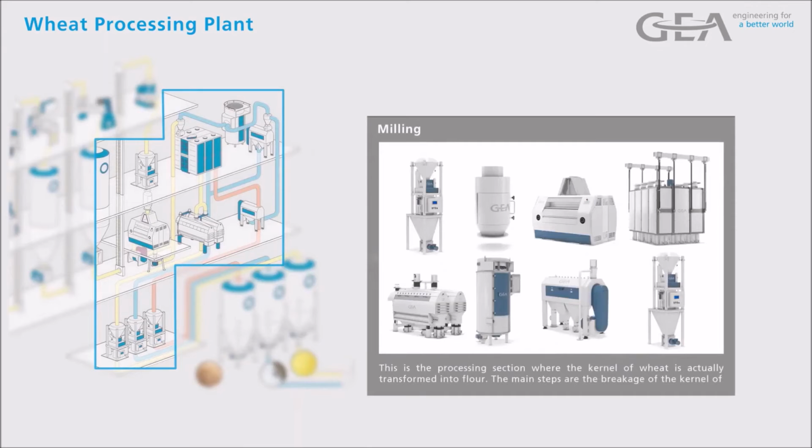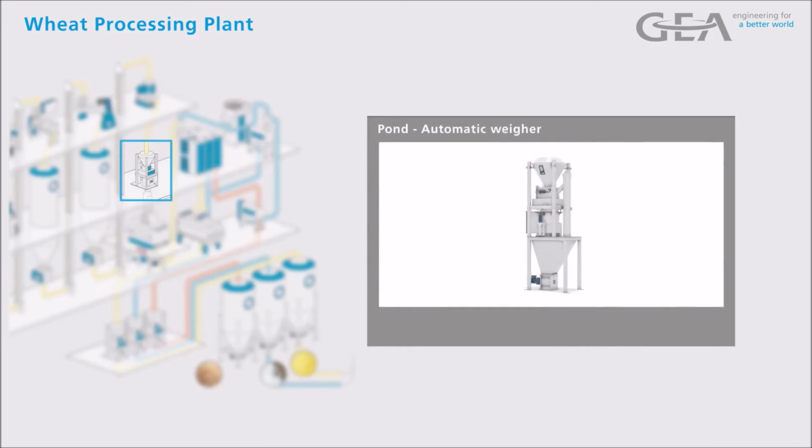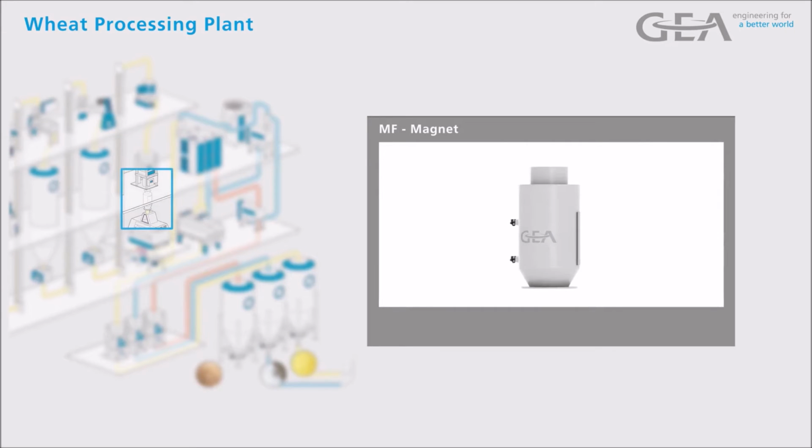Milling. This is the processing section where the kernel of wheat is actually transformed into flour. The main steps are the breakage of the kernel of wheat and sieving to separate from the flour all of the intermediate products that need further breaking or refining to become flour. Pond, automatic weigher. MF magnet.